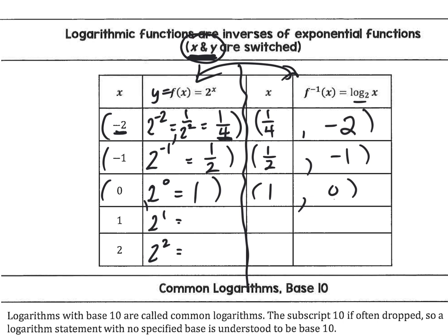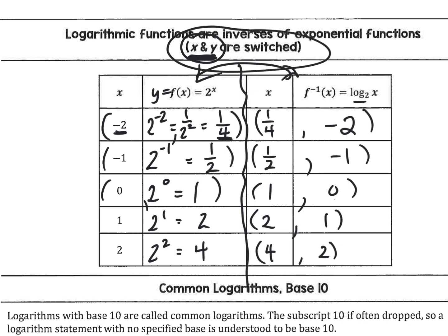What's 2 to the first? So what's the new coordinate pair for the inverse? 2, 1, right? 2 squared? So the new, yeah, 4, 2. Yeah, that's what I'm saying. They just flip. If you got an inverse, the x becomes the y and the y becomes the x. They just switch. That's what this means. The x and y are switched for an inverse.